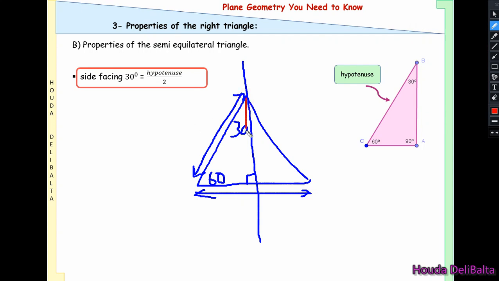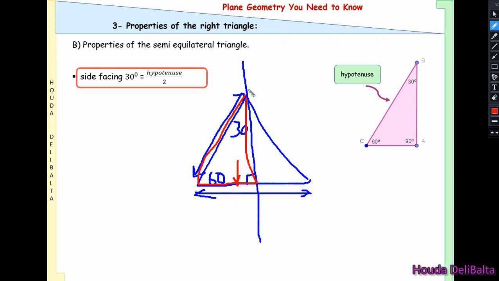So this is the semi-equilateral triangle we are talking about. Its hypotenuse is definitely equal to the side of the equilateral triangle because the three sides are equal. Now the side facing 30, as you see here, is the big side of the equilateral triangle divided into two, because when I draw a median there is a midpoint here, and thus this side facing 30 is definitely equal to half the side of the equilateral triangle, which is half of the hypotenuse as well.